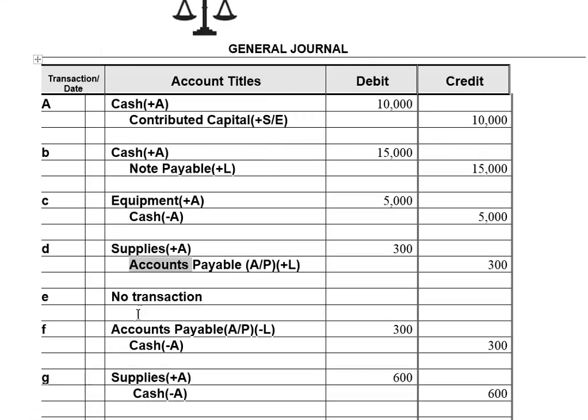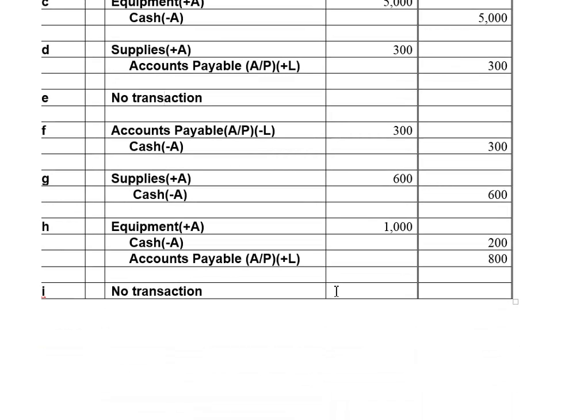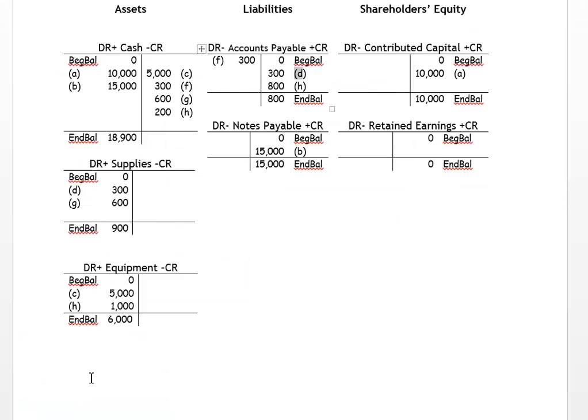Now what can we do? Let's go to E. Well, that was no transaction, so I don't have to worry. Let's go to F. What happened? That accounts payable that we had up here, don't forget, we paid it down. So we debited AP and credited cash. So how do we post that? We debited accounts payable in transaction F, and we credited cash. So every debit has a credit, right? Even in the posting process.